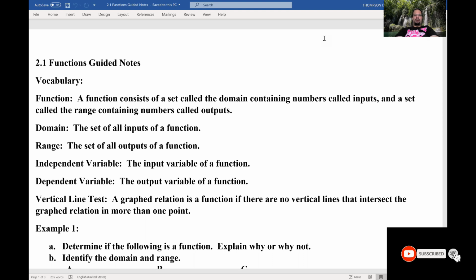The independent variable is the input variable of a function. The dependent variable is the output variable of a function. And the vertical line test: a graph relation is a function if there are no vertical lines that intersect the graph relation in more than one point.